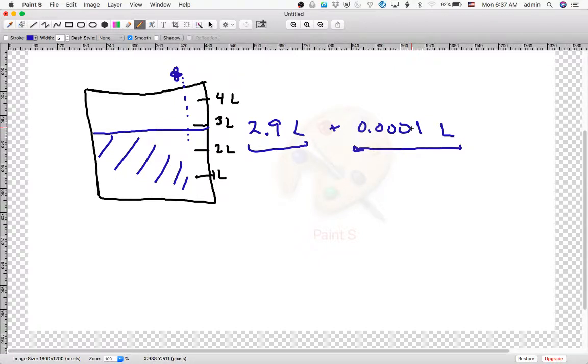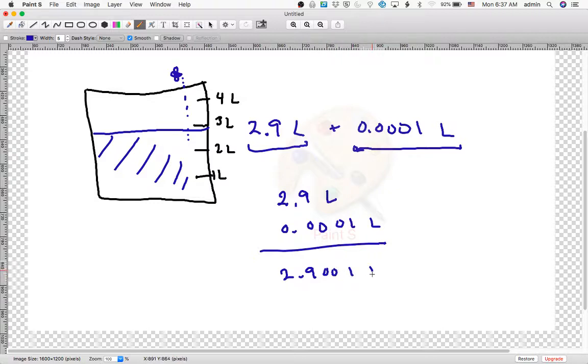Okay, so we have added a certain volume of stuff to the water. So what is the answer here? What is 2.9 liters plus 0.0001 liters? What is the new volume? Let me add those up together for you. The new volume is 2.9001 liters. Correct? Wrong! This is not a math class. This is not how you add measurements.